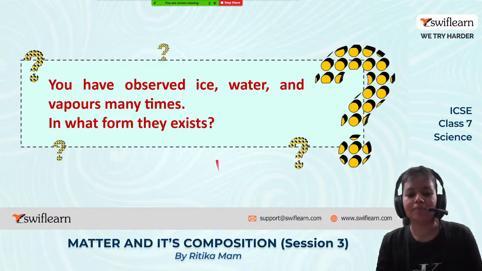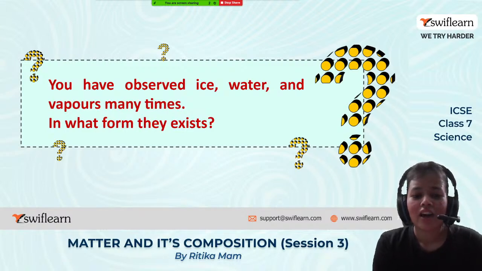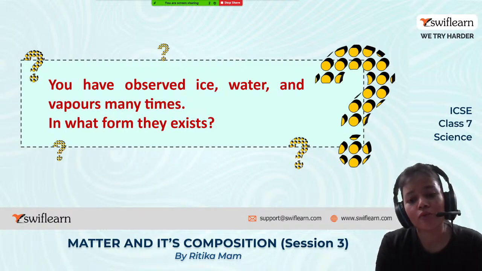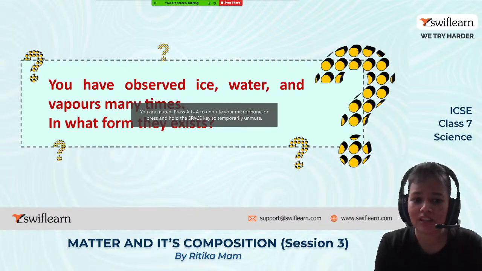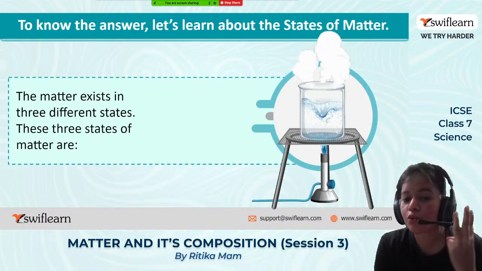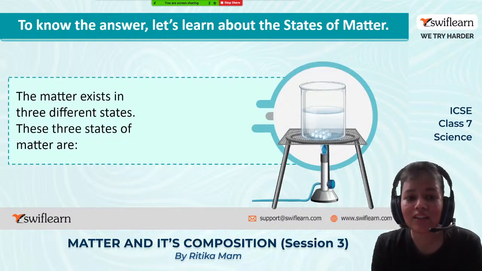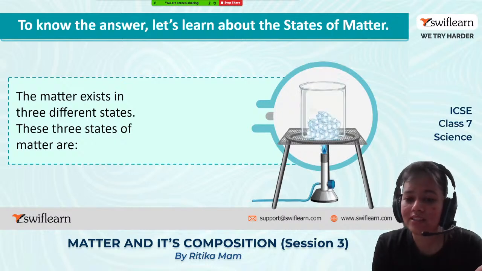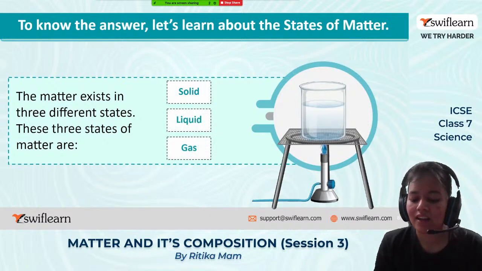Let us quickly begin. I hope every one of you is ready. You have observed ice, water and vapor many times, right? Obviously we have observed ice, water and vapors. And in what forms do they exist? Matter exists in 3 different states. We were learning about this for 2 sessions. So matter exists in 3 states: solid, liquid and gas.